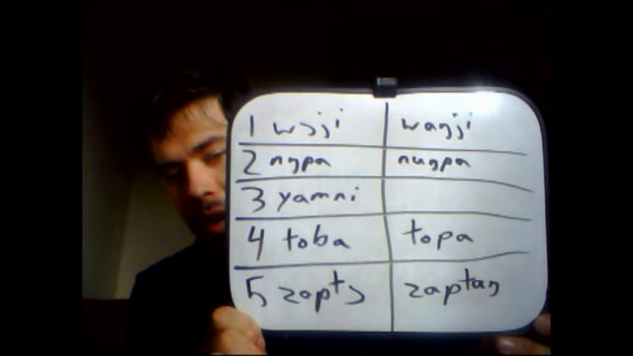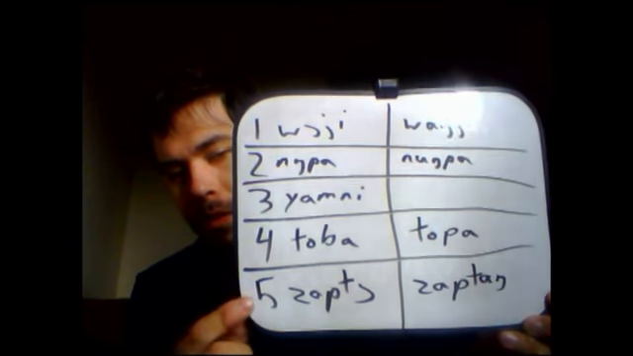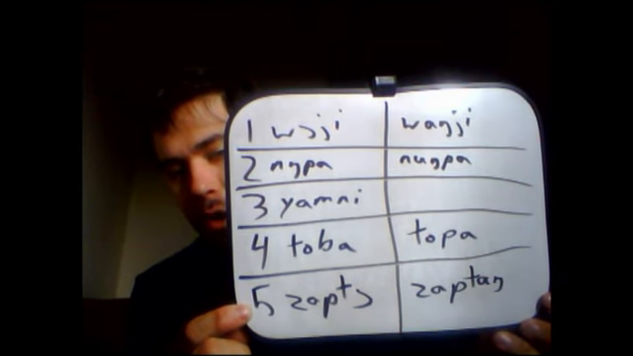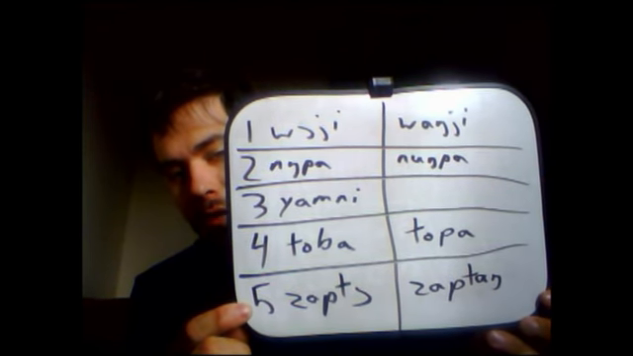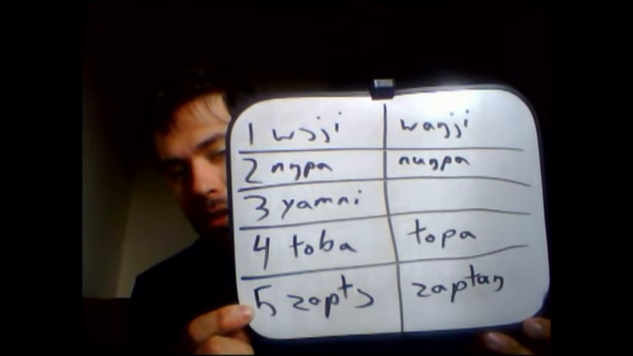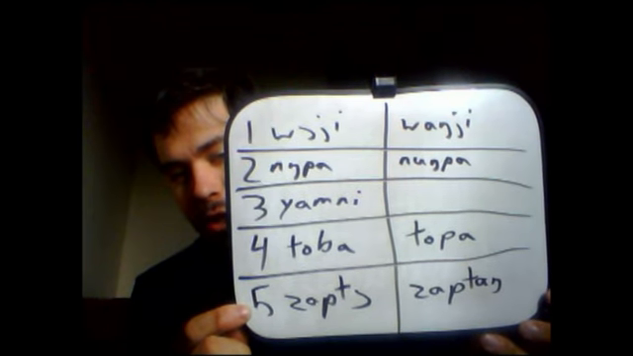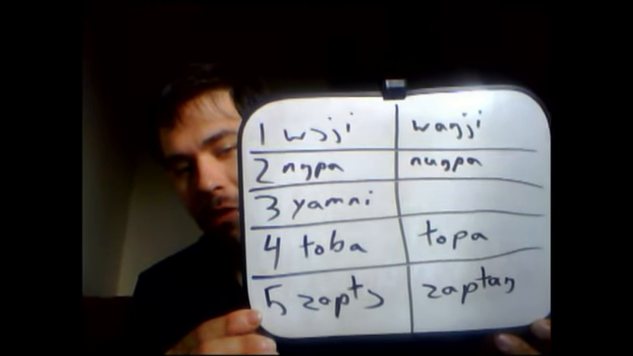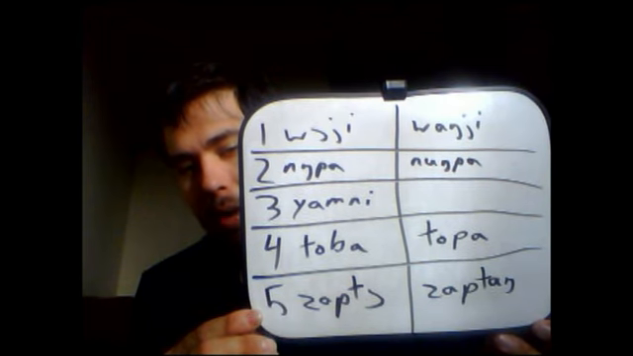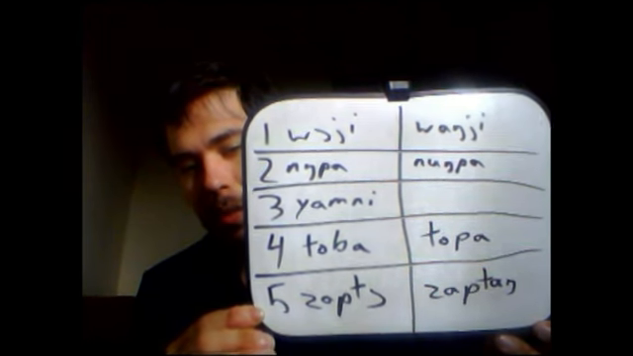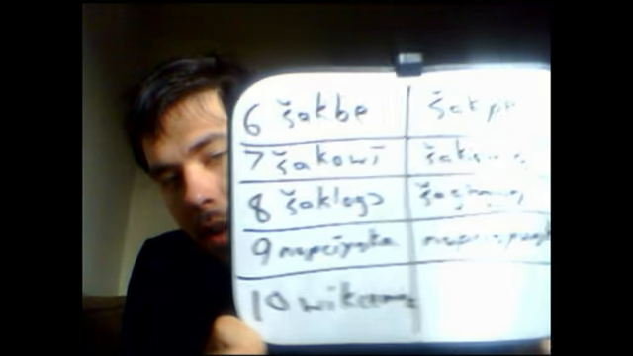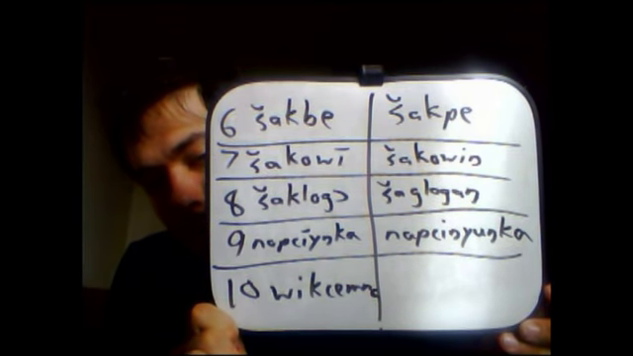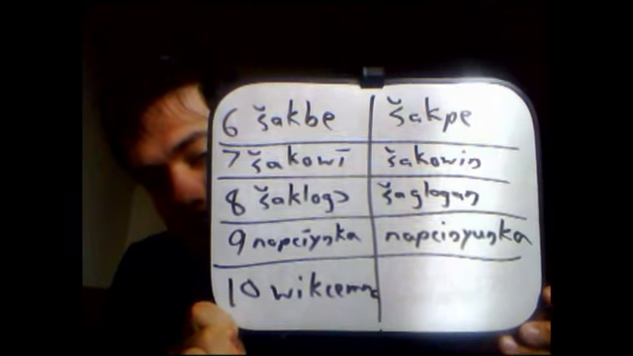Okay, first 5 numbers. You'll see on the left-hand side that I've put all of the dictionary variants, the way they are naturally in the dictionary. But over here, 1, 2, 3, 4, 5: Wangi, Nompa, Yamni, Toba, Sapton. 6 through 10: Shakbe, Shakawe, Shaklochon, Napchioka, Wikchemna.